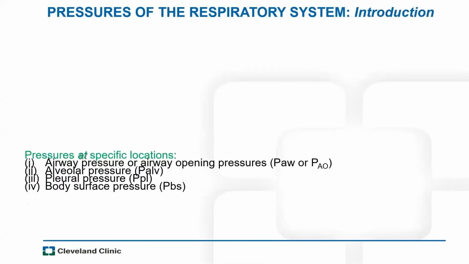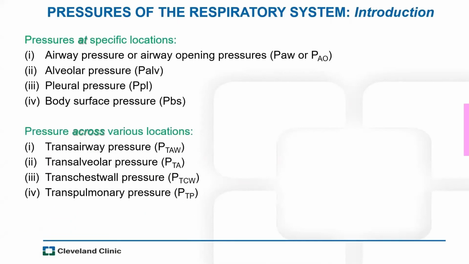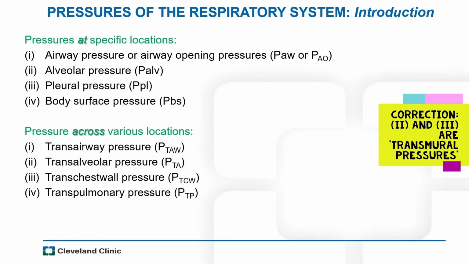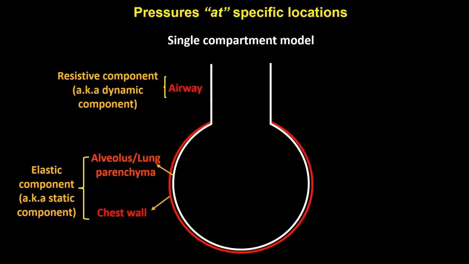All right. So these are some of the pressures we're going to be talking about. There are pressures at specific locations in the respiratory system, and there are pressures across various locations. And I won't go listing these right now because we're going to be talking about this in a second. And just to highlight that the last two of these are actually transmural pressure, which is the concept we just talked about. All right, so we're going to use this as our guide trying to understand these pressures.